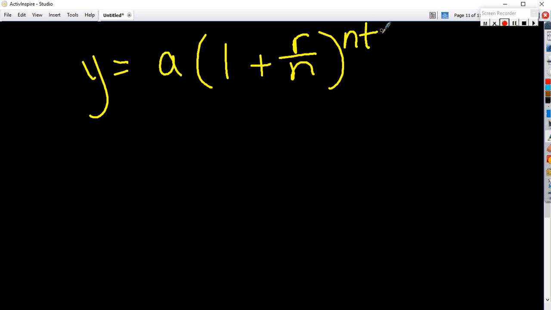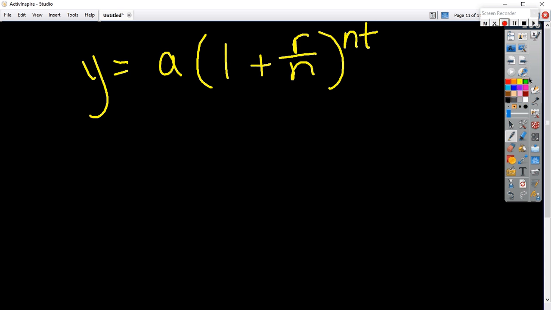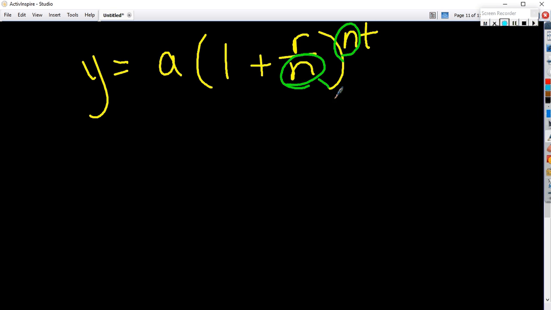Okay. So this is a little bit different. You'll notice a new variable in here. What is that variable? An N. Okay? What that N does is that N tells us how many times the interest is compounded per year. Like if it were monthly, that'd be 12. Yes, exactly. Number of times compounded per year.